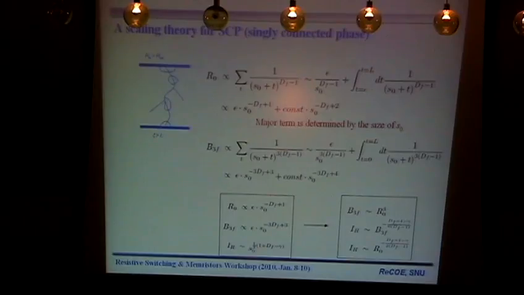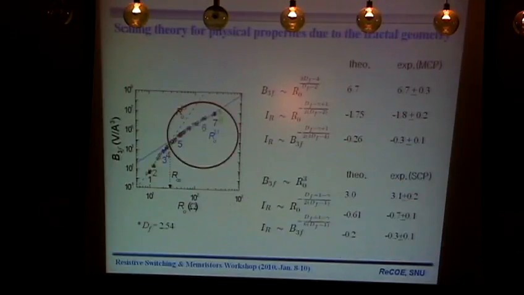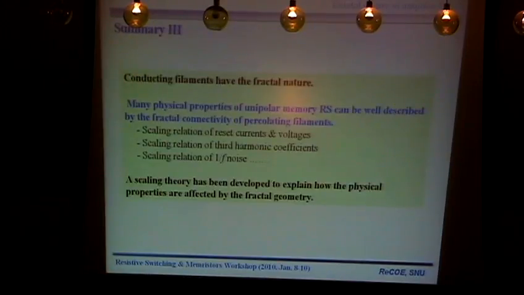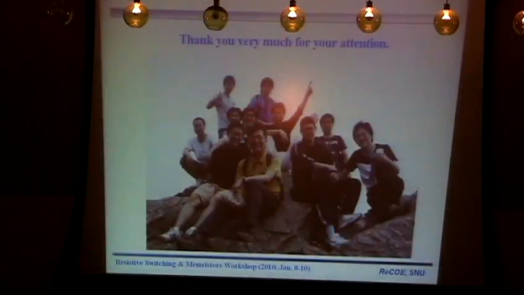We also did the same thing for the singly connected phases. Basically we are looking at this region, and this is here. This is the experimental data. This is the theory data. You can clearly see that they agree with each other very well. This all indicates that we have only one single parameter, the fractal dimension. So all the physical properties I showed here can be explained in terms of how it is connected after it formed the percolation, the filament clusters and so on. So fractal geometry should play a very important role in this kind of system. So this is the summary. And thank you very much for your attention.